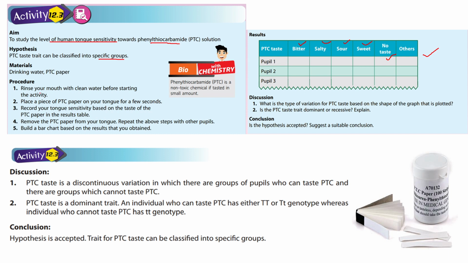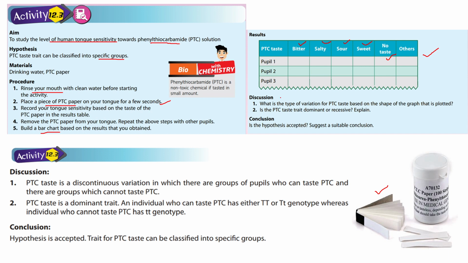The procedure is you have to rinse your mouth with clean water before starting the activity, and you are to place a piece of this PTC paper on your tongue for a few seconds. You have to record the tongue sensitivity based on the taste of the PTC paper in the results table. And you are to remove the PTC paper from your tongue. Repeat the above steps with other pupils. And from here, you are to build a bar chart based on the results you obtain.